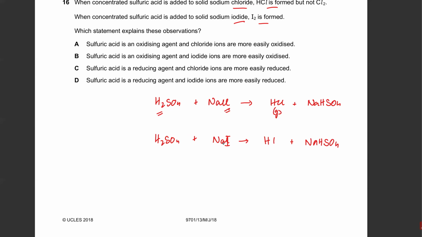But then what happens is that the HI quickly gets oxidized. It ends up forming iodine and the sulfur gets reduced. It ends up forming sulfur dioxide or H2S or even sulfur itself and water. So why does that happen?